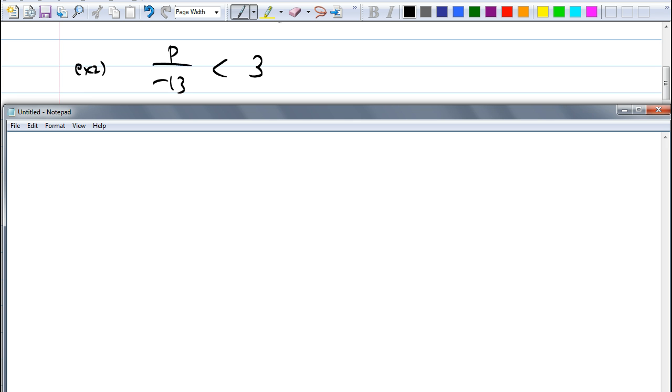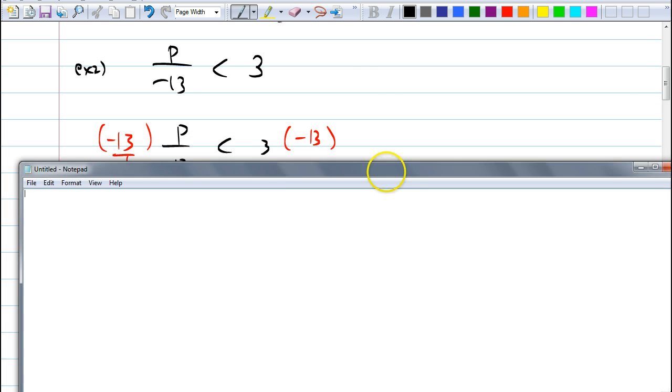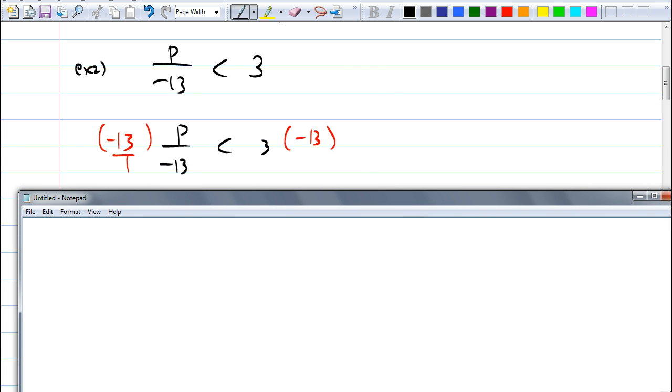It says p over negative 13 is less than 3. So again, we want to solve for p. What should we do to get p by itself? Chuck? Multiply negative 13 to both sides. That's correct. You need to multiply both sides by negative 13. And of course, when I do this, Matthew, what happens to the inequality symbol? It switches. You're right. So go ahead and multiply both sides by negative 13. Finish it up and write it down as a sentence, like I did with the set notation. That's how you write them as a sentence. And then I want you to graph it.